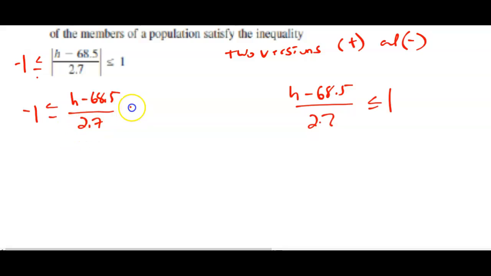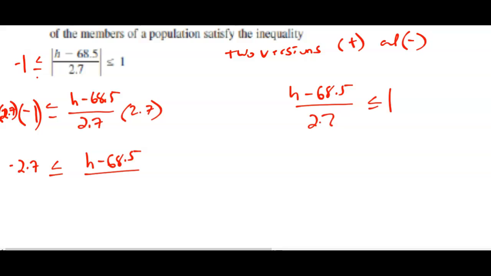I'm going to solve both of these by starting by multiplying by 2.7 on both sides. Alright, so 2.7 times negative 1 is negative 2.7, is less than or equal to h minus 68.5 all over. Oh no, it's not over 2.7 because I canceled that out. Now, add 68.5 to both sides. Alright, and what we get is 65.8.